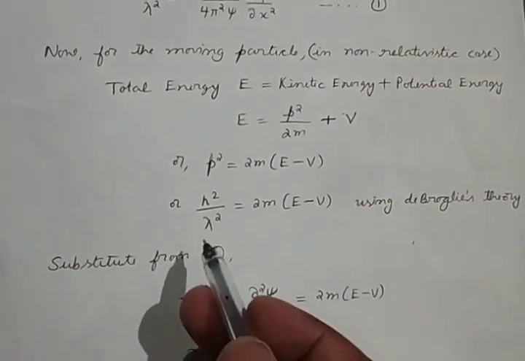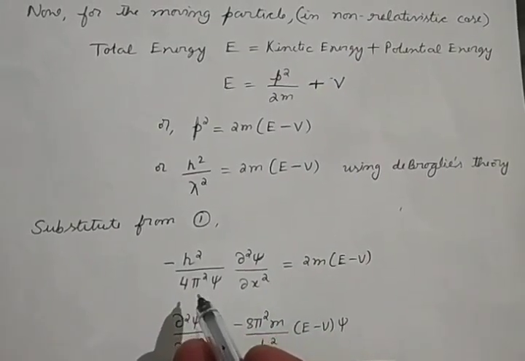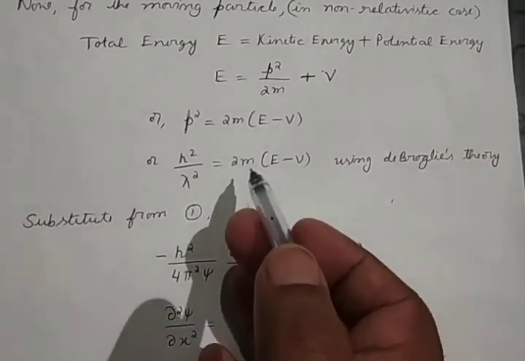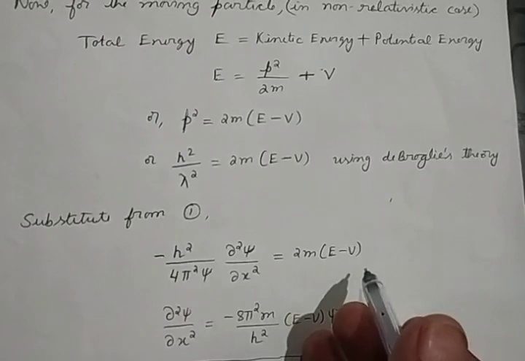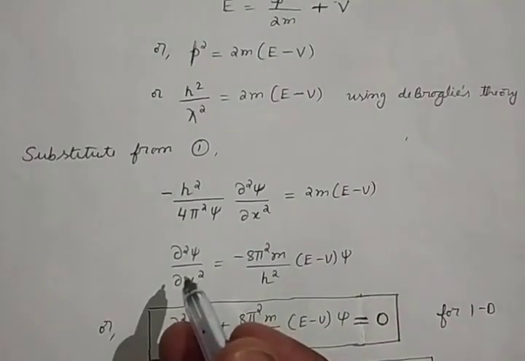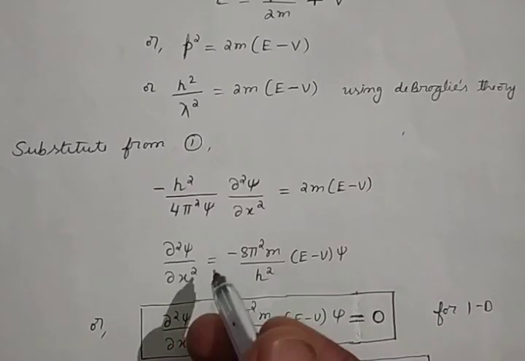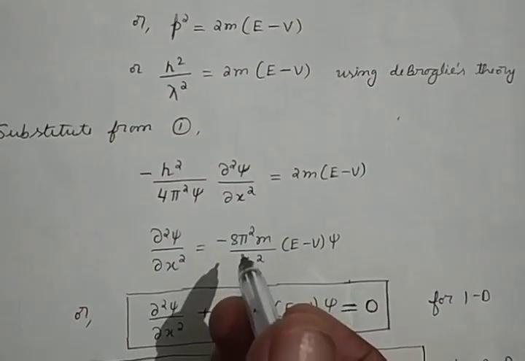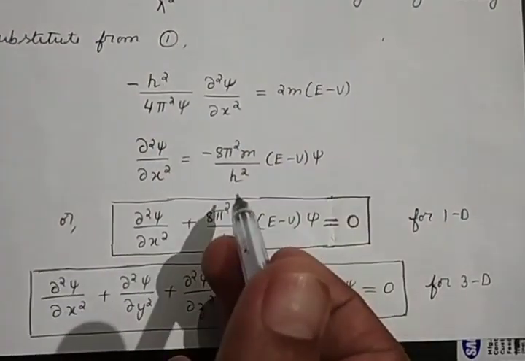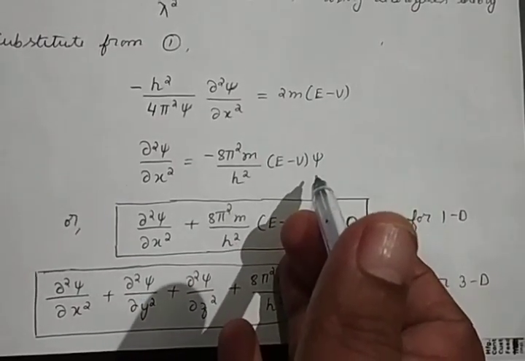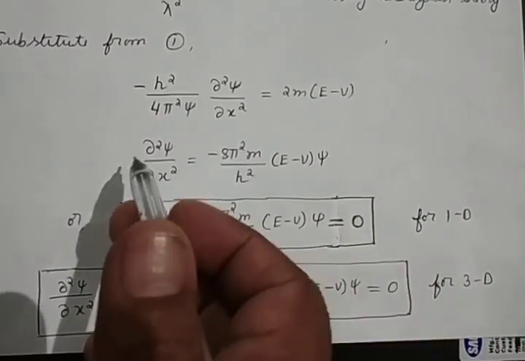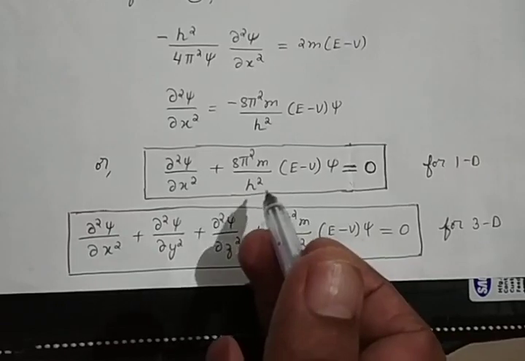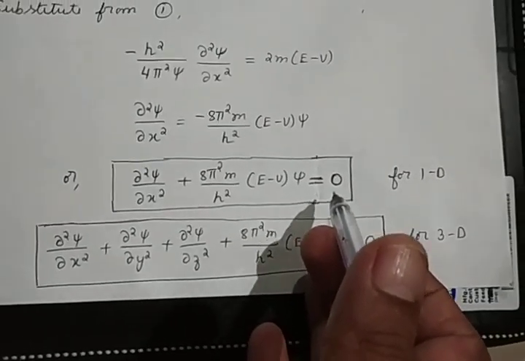If we substitute that, we get minus h square by (4 pi square psi) into dou square psi by dou x square on the left hand side is equal to 2m into (E minus V). Rewriting this term, we transfer it to the right hand side: dou square psi by dou x square is equal to minus 8 pi square m by h square into (E minus V) into psi. Bring this term to the left hand side, we get dou square psi by dou x square plus 8 pi square m by h square into (E minus V) into psi is equal to 0.